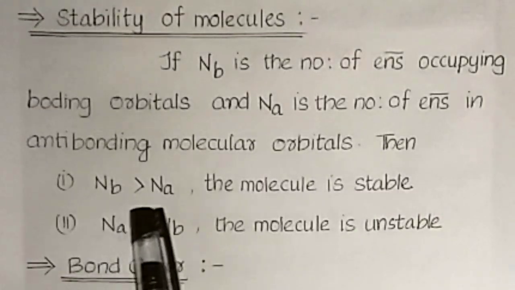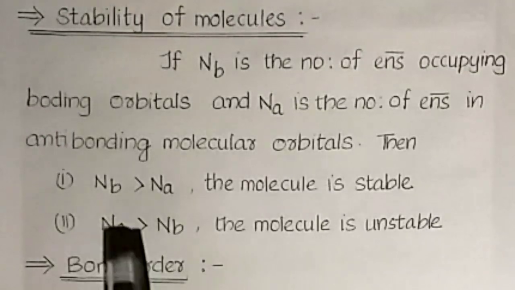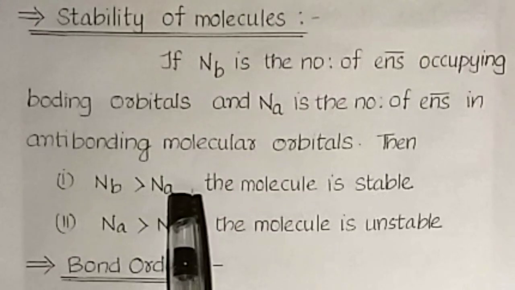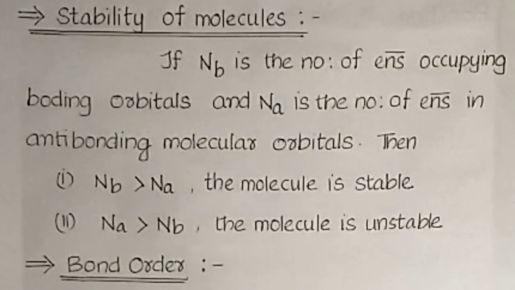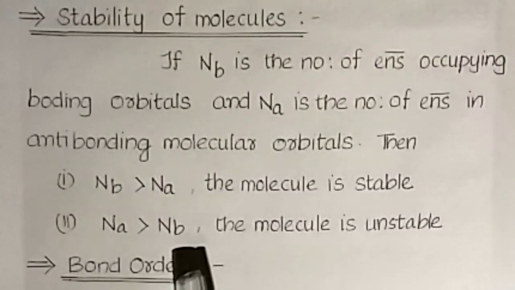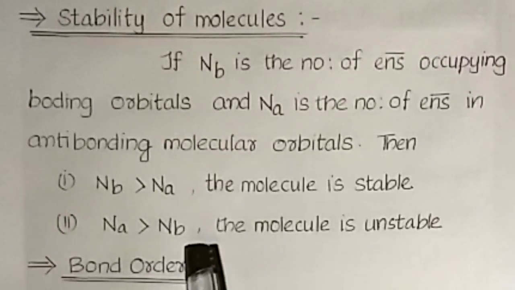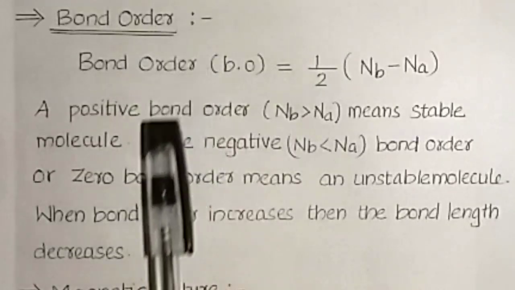If Nb is greater than Na, that is, the number of electrons in bonding molecular orbitals is more than that in anti-bonding molecular orbitals, then the molecule is stable. If Na is greater than Nb, that is, the number of electrons in anti-bonding molecular orbitals is greater than that in bonding molecular orbitals, then the molecule is unstable. Next, we can find out the bond order from the electronic configuration.